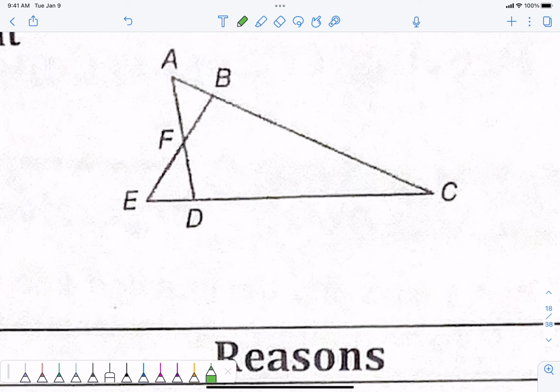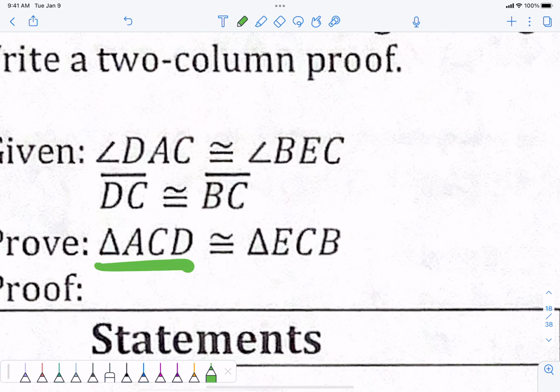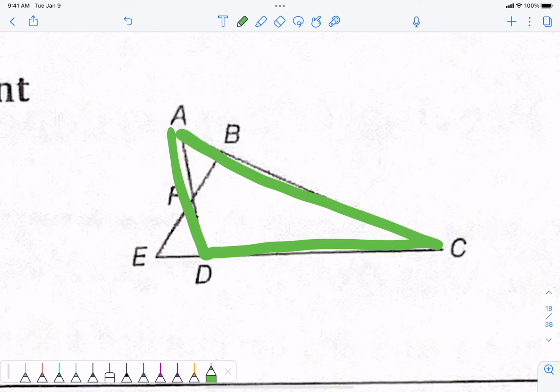Now, this diagram is kind of a little confusing just because it has 2 triangles in it. Actually, I see like 4 triangles. Do you see 4 triangles? I see a ton of things going on. You see the 2 tiny little ones? So let's go over here to the proof and see which ones we're talking about. Triangle ACD. So this is one of the triangles that we're looking at.